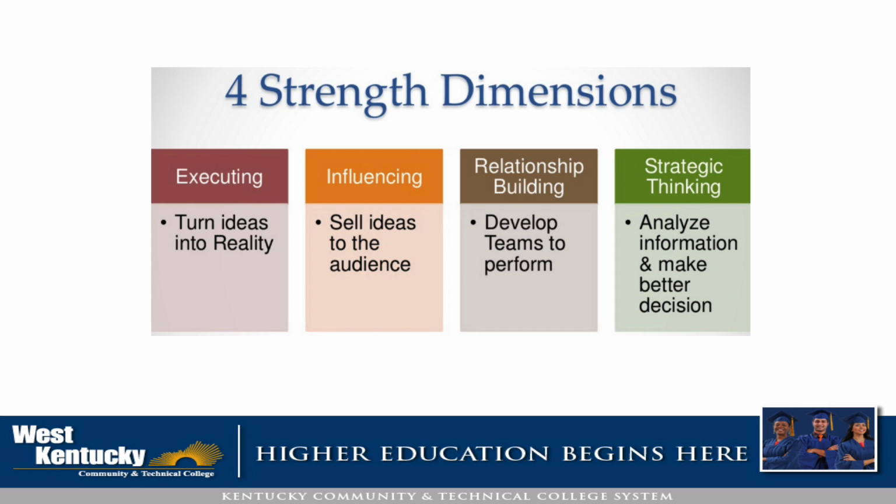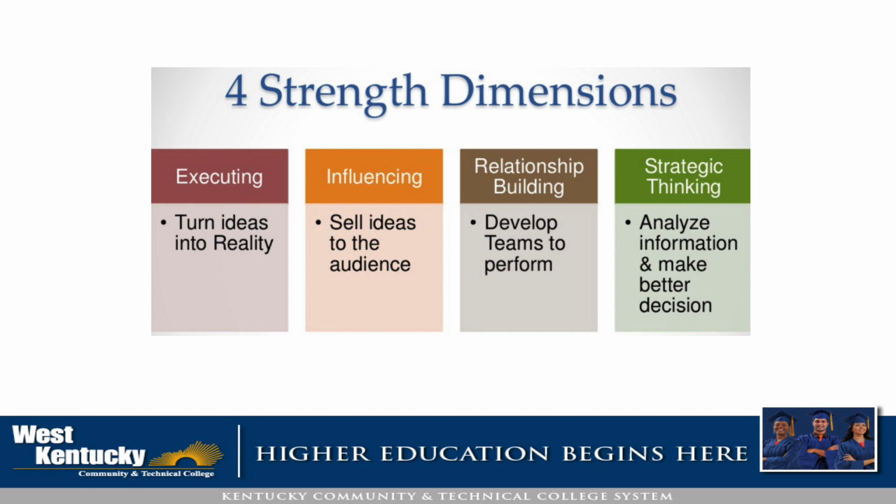Third, the dimension is called relationship building. These people are really good at developing teams. They're the glue who holds the team together, and they're very, very good at building relationships among people. The last domain is called strategic thinking. These people are linear thinkers. They are very good at looking at facts and then making decisions, and they're really good at leading organizations and leading teams to make better decisions for their organization.